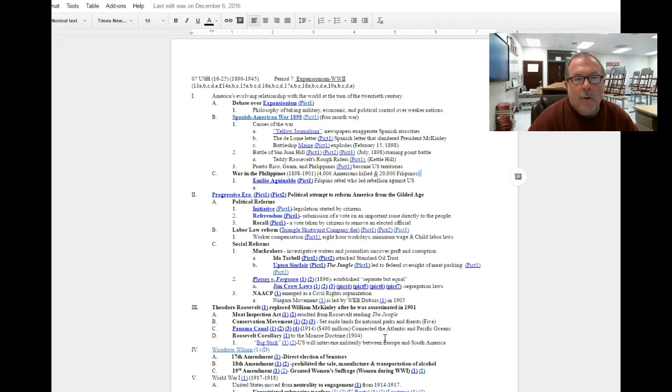The Progressive Era is going to be an attempt by the government to reform a lot of these areas. There are three political reforms that you need to be familiar with.